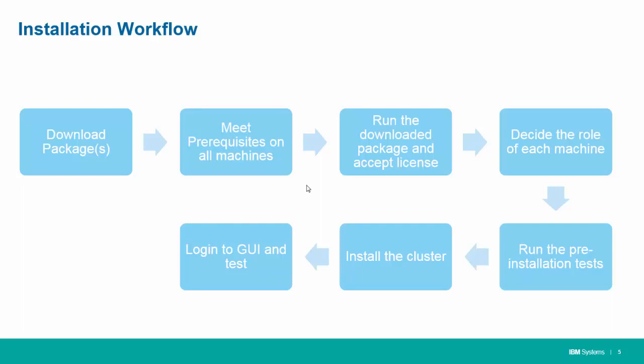Let's look at the installation flow now. So you of course have to download the packages, and of course there are some prerequisites that you need to meet. You then run the package that you've downloaded, and it will prompt you with a license, and you'll accept that. The next thing that you'll do is decide what is the role or roles for each of the machines within the cluster.